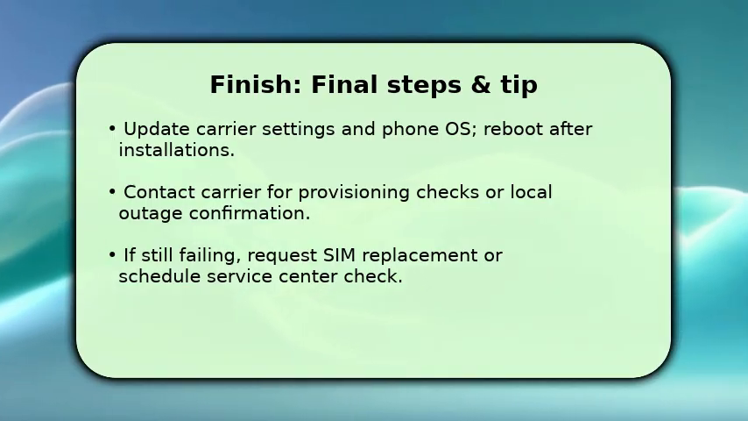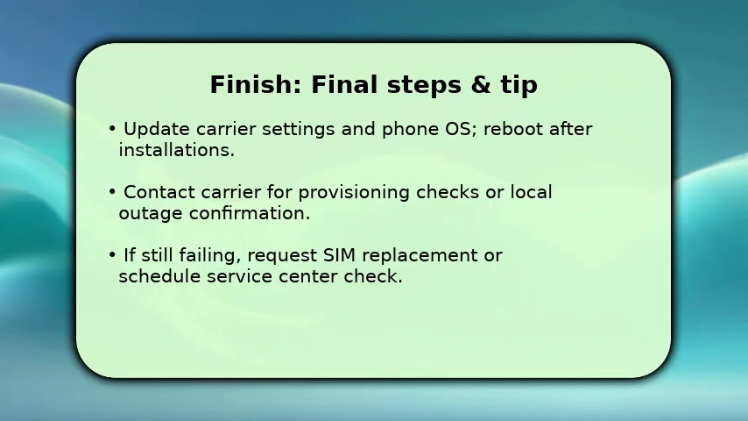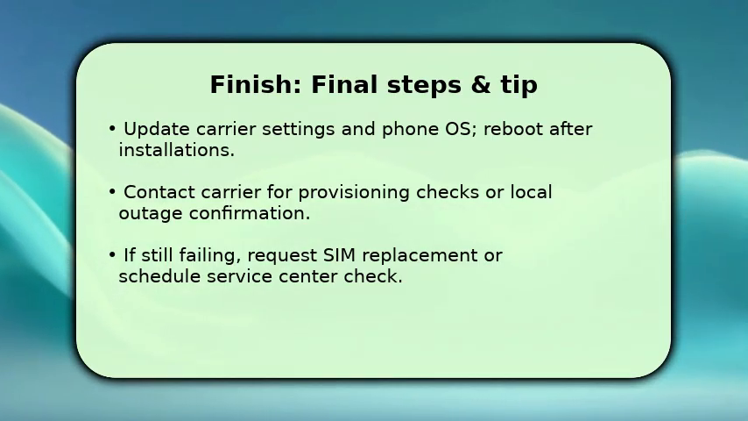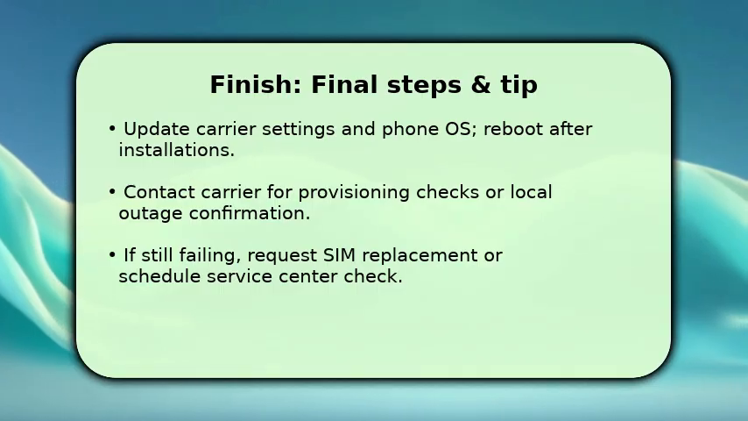They can push a refresh or reprovision your line. Finally, get a replacement SIM or arrange a service check if the device hardware is suspect. Troubleshooting tip: if intermittent, test in an outdoor open area. If service returns there, it's likely local coverage, not.